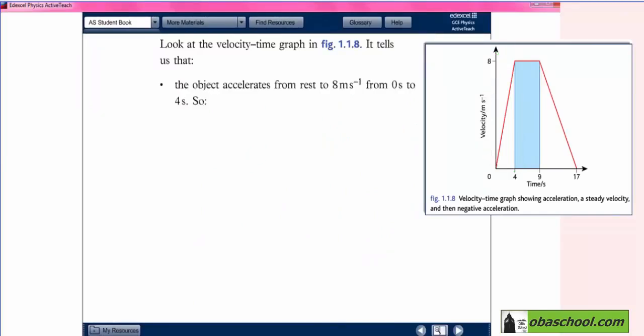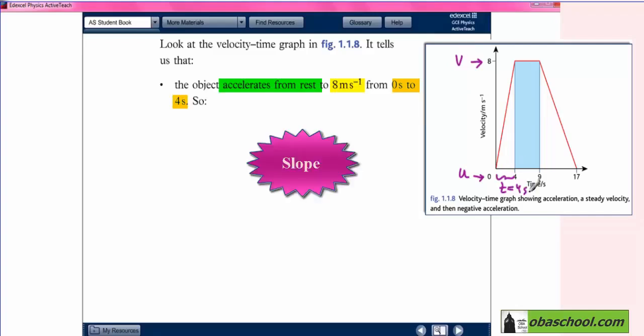The object accelerates from rest to 8 meters per second from 0 seconds to 4 seconds. So here we have u equals 0, or the initial velocity, and the final velocity v equals 8 meters per second. And the time is equal to 4 seconds. Now we can get the acceleration by getting the slope. To calculate the slope, we can see that we have the height that is equal to 8 and the base that is equal to 4. The slope is equal to height over base.